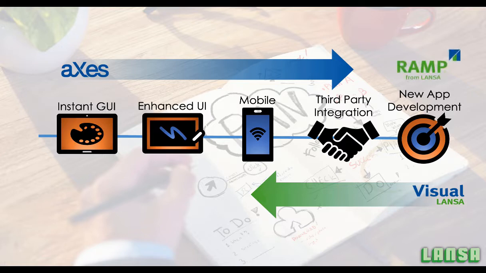Now, when you combine Axes with Visual Lanza and bring those together, that's when the magic happens, and that's where RAMP comes into play. So RAMP closes the loop between Axes and Visual Lanza and provides companies with the most elegant way to blend the best of refacing with brand new development.